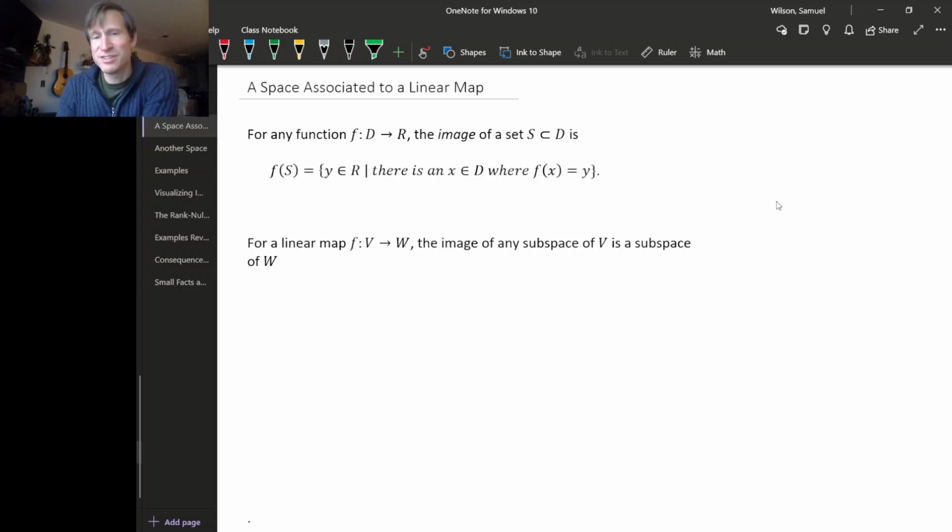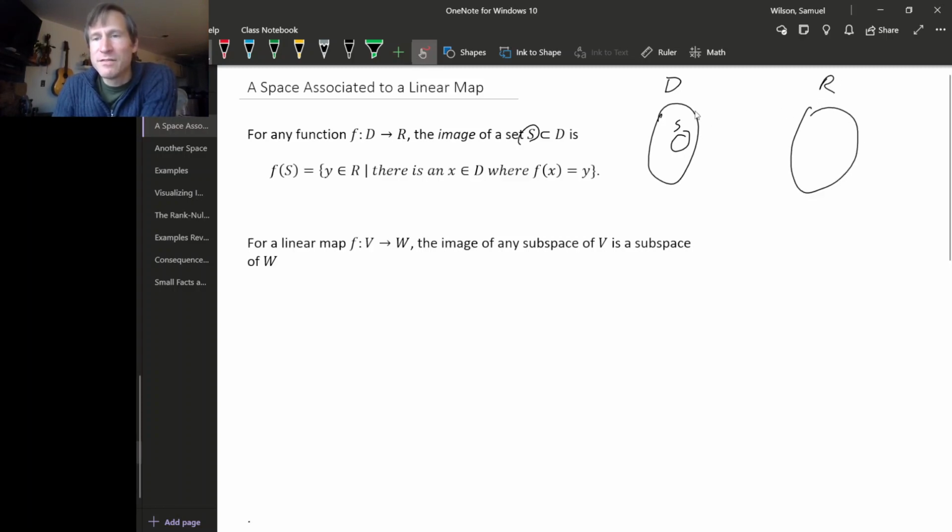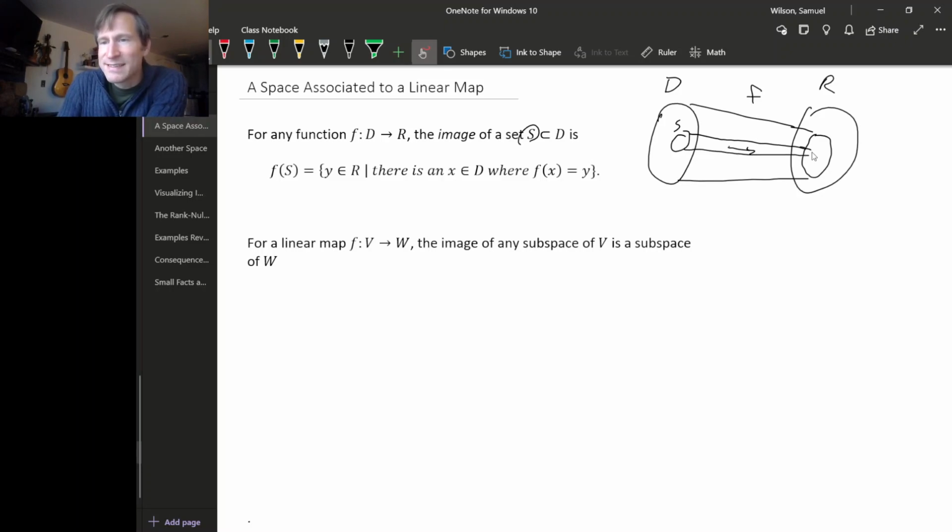One thing that functions do for us in general is they give us a way of transporting things from the domain to the codomain, right? So if this is our domain and we have some subset of the domain S, maybe this is S here, and we have the codomain over here, the function gives you some way of transporting everything from the domain to the codomain. So this is F. And if you have this subset S, the function is going to transport S to some smaller collection inside the codomain.